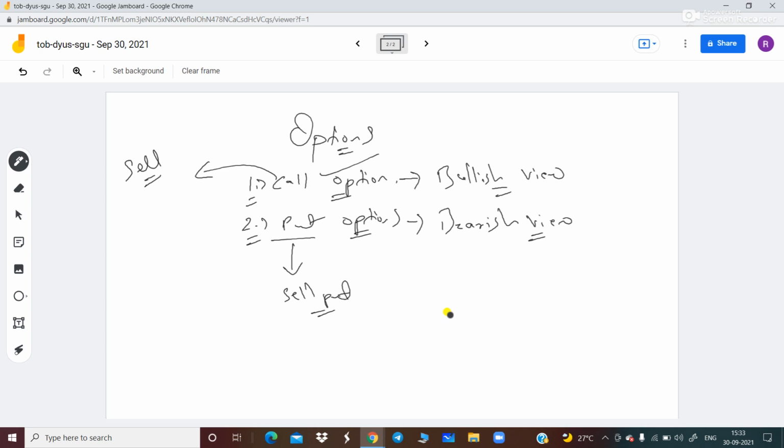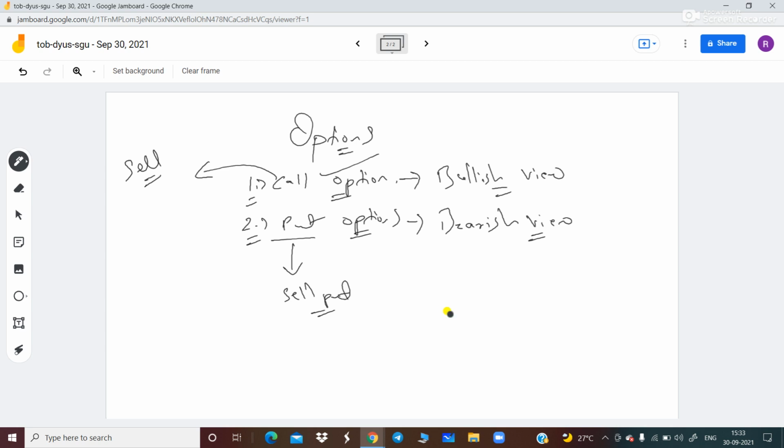So what is lot size? If you are trading in any particular stock option, then you are not trading in that stock. You are not trading in Nifty, you are not trading in TCS, you are trading in the option contract of that particular stock or that index. So you are getting some units of that particular option contract of that particular strike price.